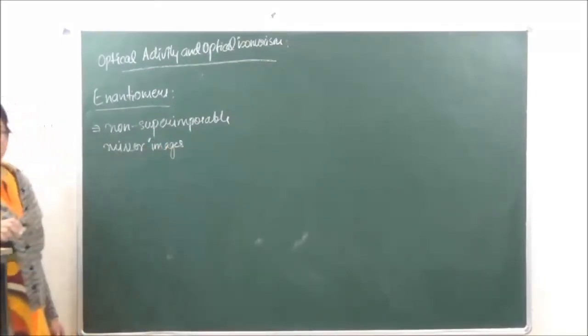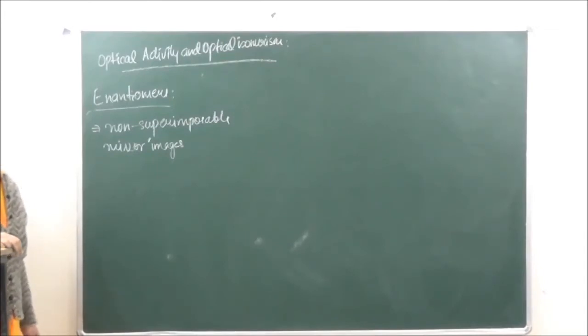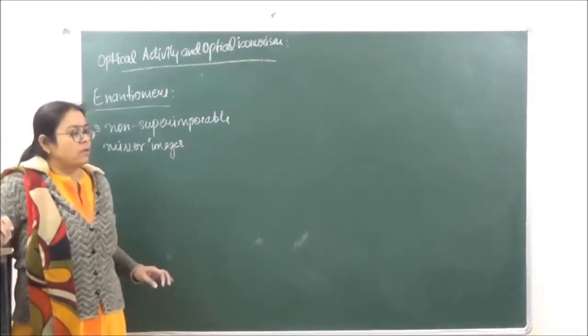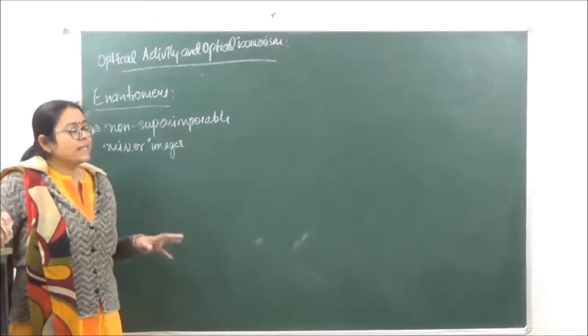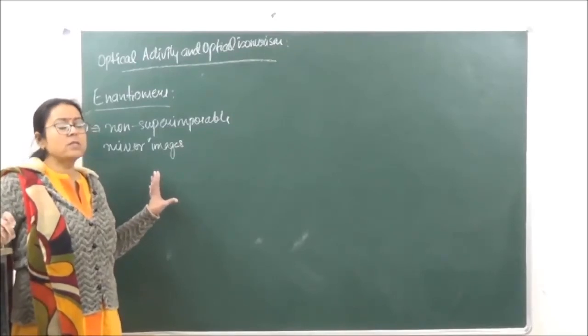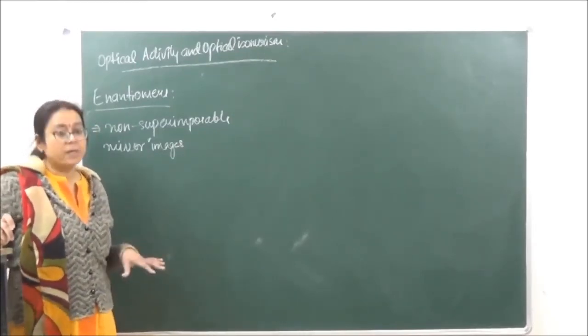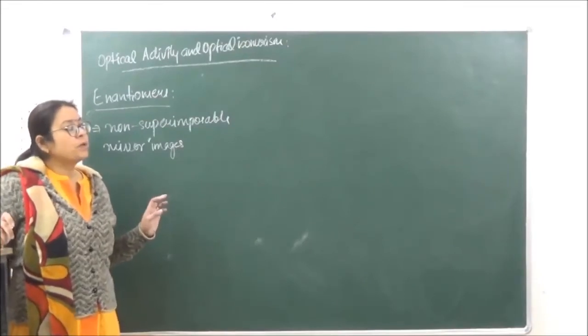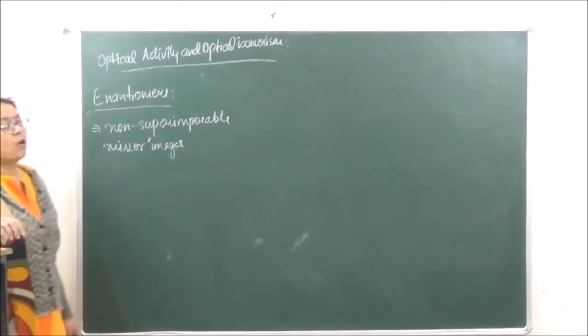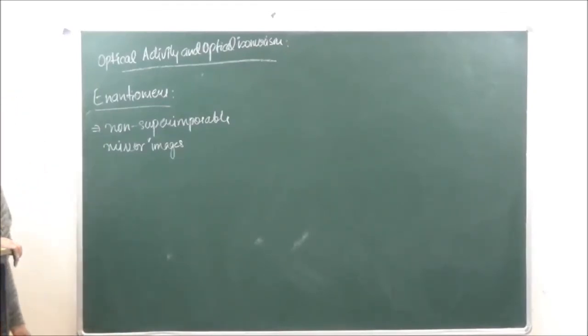They are non-superimposable mirror images. Okay? So they are not only mirror images, they should also be non-superimposable to each other. But it is not always essential that all enantiomers may be optically active. It is generally said that all optically active substances are definitely enantiomers, but all enantiomers may not be optically active. Even if they are forming non-superimposable mirror images, sometimes they are unable to rotate the plane of polarized light, therefore they are not going to be optically active.